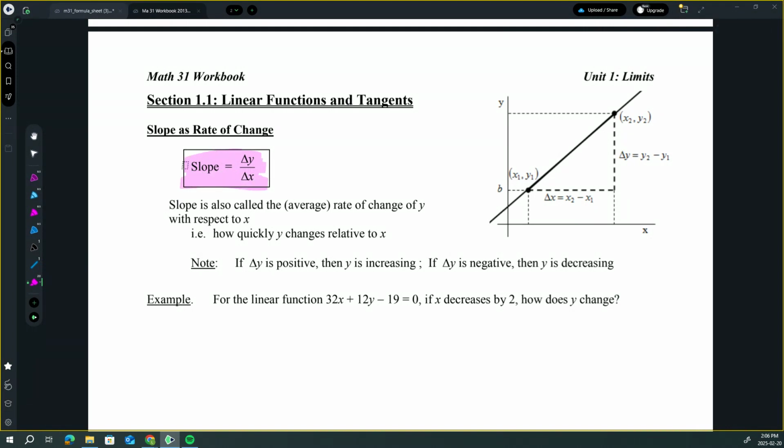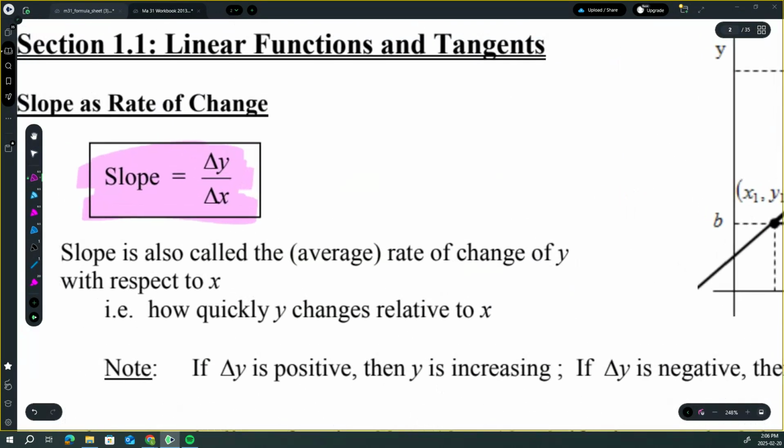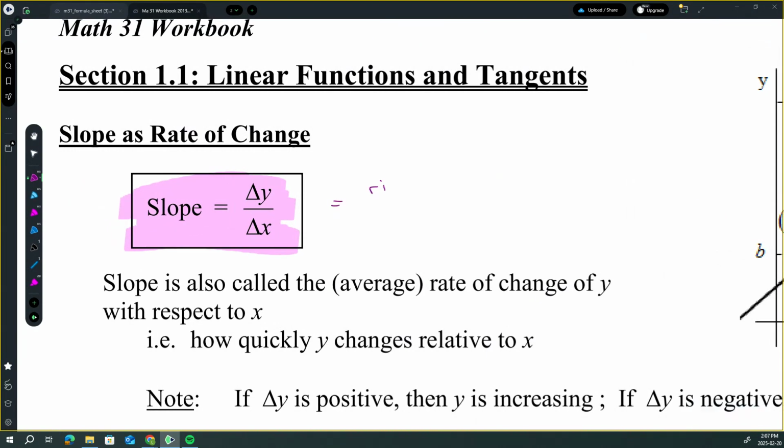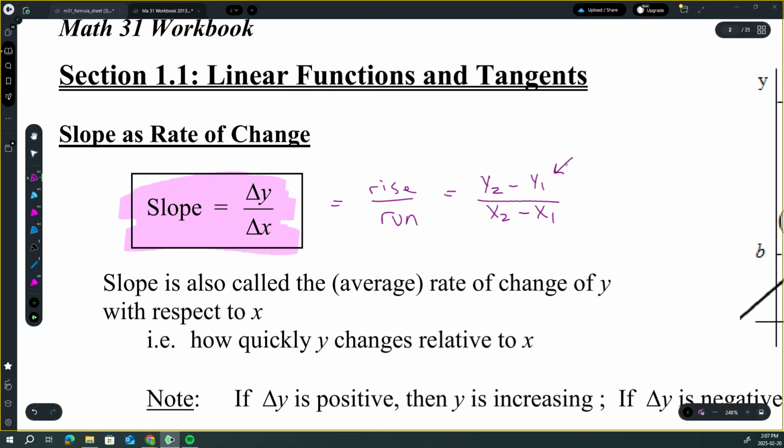So this is written slightly differently than you're probably used to. You're used to slope being rise over run, or y2 minus y1 divided by x2 minus x1, which are all the same, right? The difference between y2 and y1 is just reporting the change in y values, whereas the difference between x2 and x1 is just reporting the change in the x values.